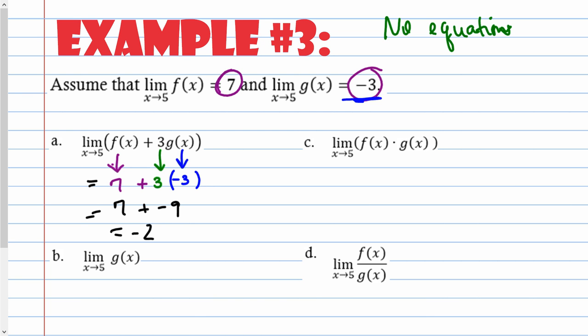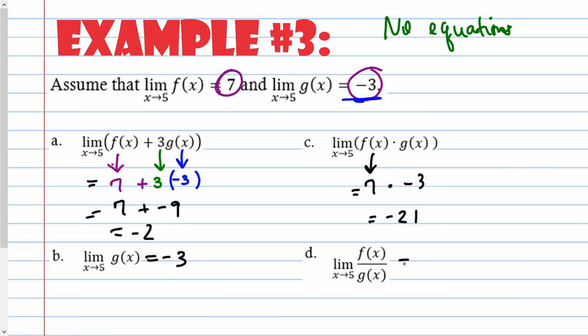Voila, and that's it. So B, C, and D just kind of repeat. B, there's really nothing going on there. It is just whatever it says up in the directions. It's negative 3. C, so for f of x, it's 7. For g of x, it's negative 3. So the answer is negative 21.